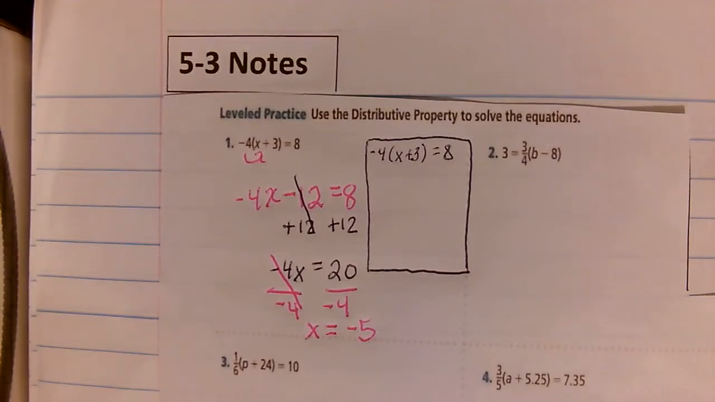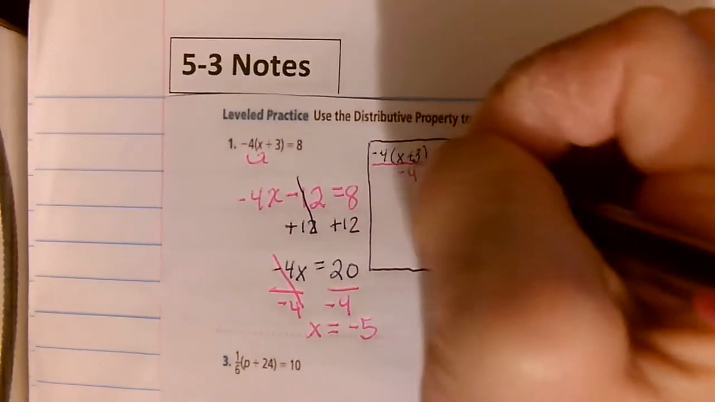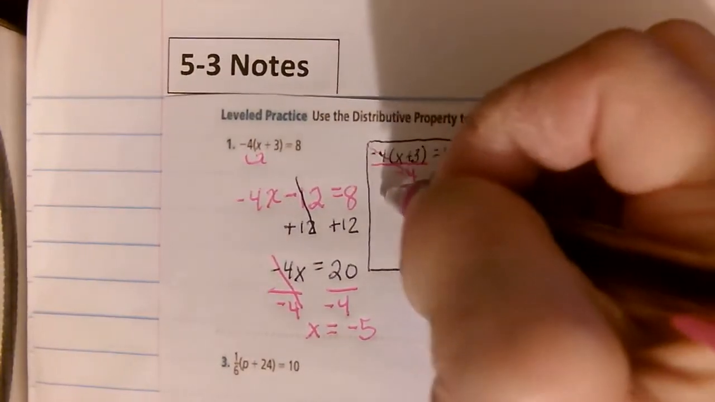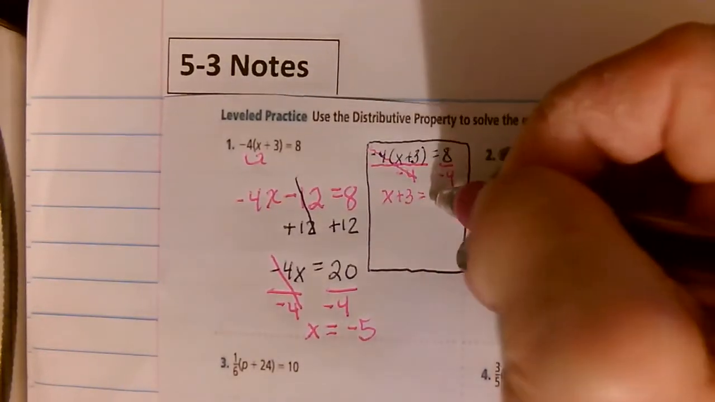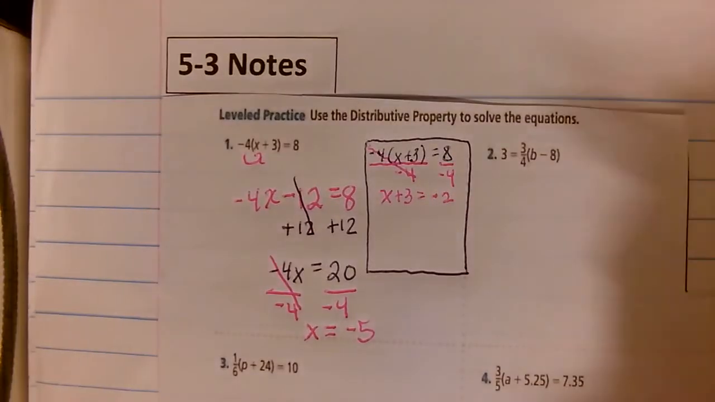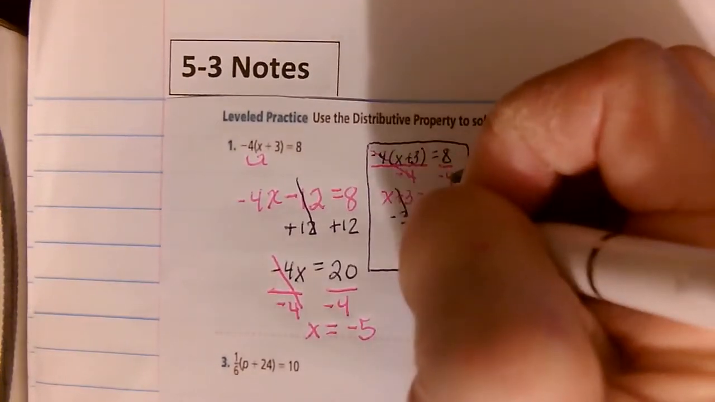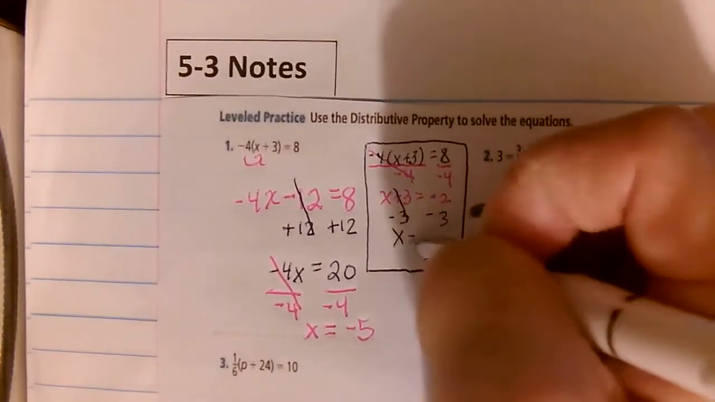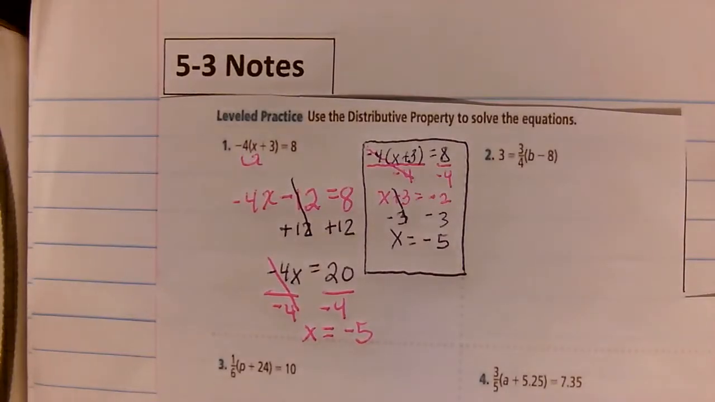Negative 4 is being multiplied by everything in the parentheses, and so you could say, well, the opposite of multiply is divide, and I could actually divide both sides by negative 4. Okay? These would cancel out. I'd bring down the x plus 3 equals, and then 8 divided by negative 4 is negative 2. Now watch how this works. Opposite of add 3, subtract 3 from both sides. Minus 3 here, and you show your work, cancel it out. Minus 3 here. And then x equals negative 2 minus 3 is negative 5. Two accurate ways to show your work.